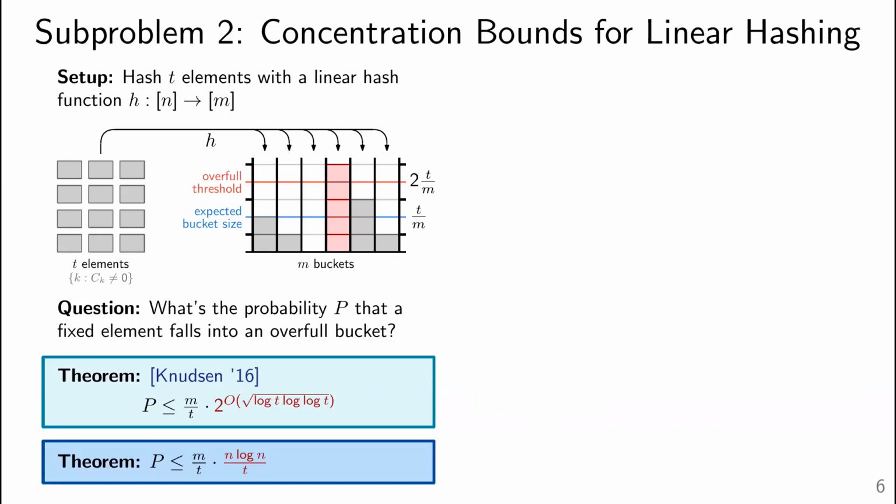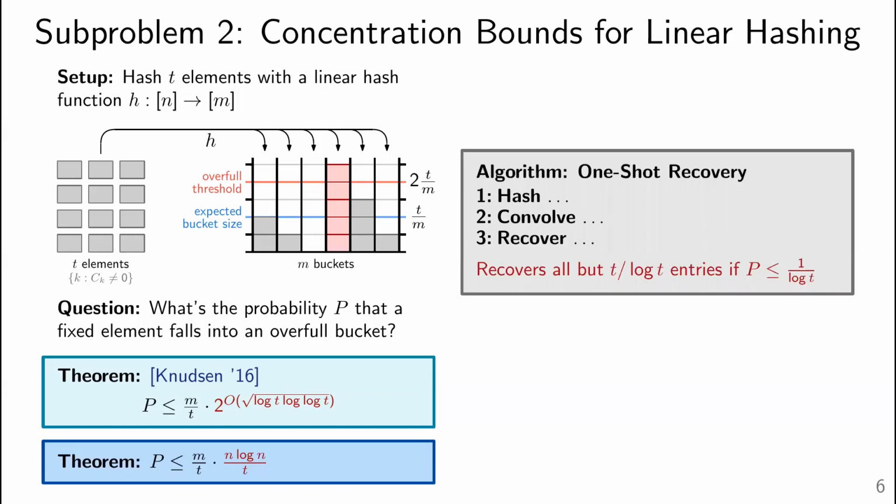Luckily, though, we reuse parts of Knudsen's proof to show a different kind of concentration bound, to bound p by m/t times this error term n log n / t, which now depends on the dimension, on the universe size of the hash function. Okay, this actually looks worse, maybe because n is unbounded in this process, but we can anyways make use of it. Let's see how.